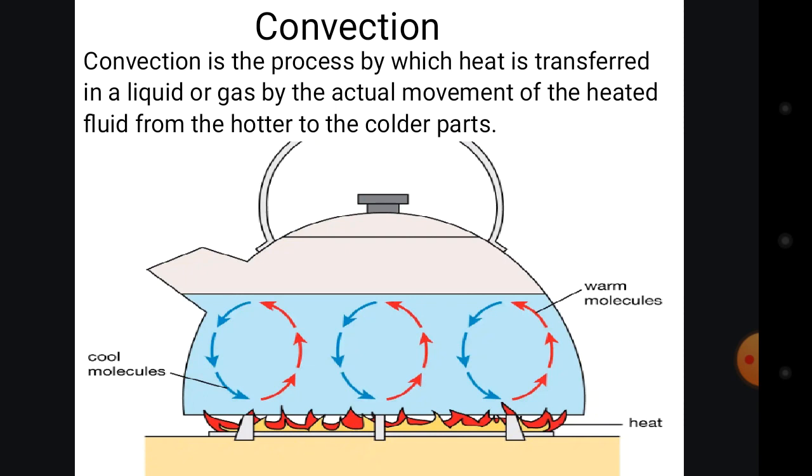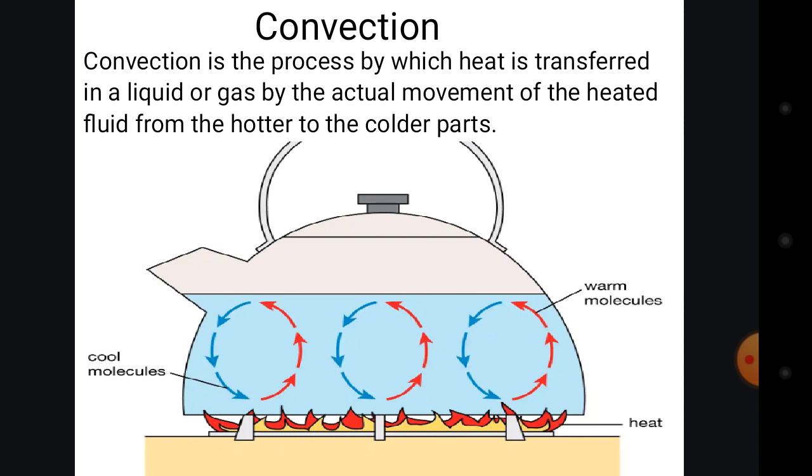So this is how convection takes place. It is a process by which heat is transferred only in liquid or gaseous form, not in solid. It happens by the actual movement of the heated fluid from the hotter to the colder part.